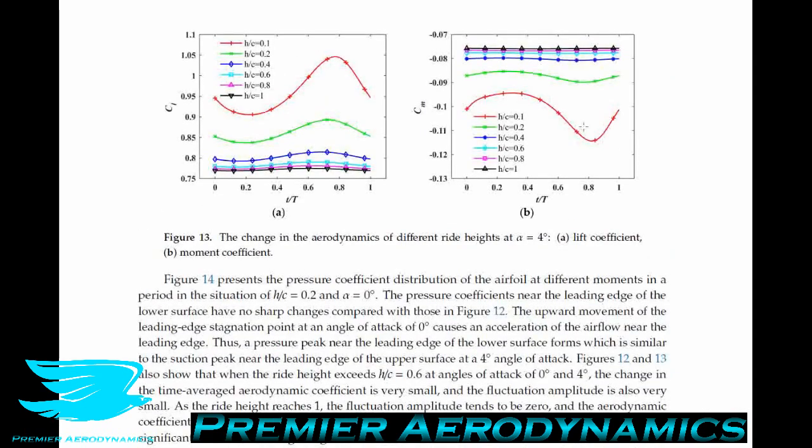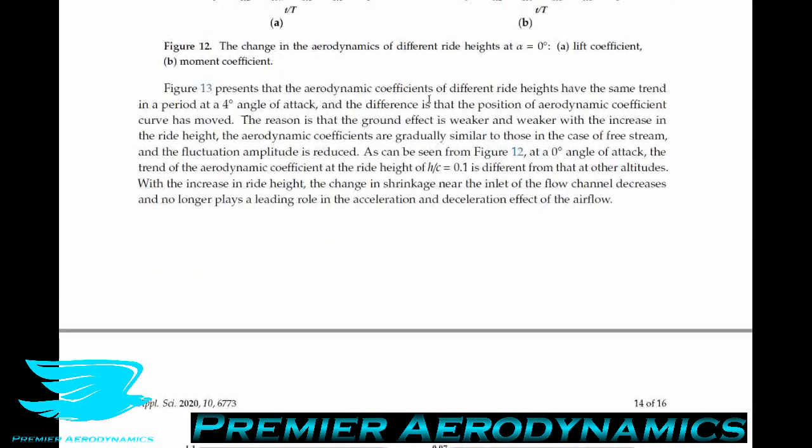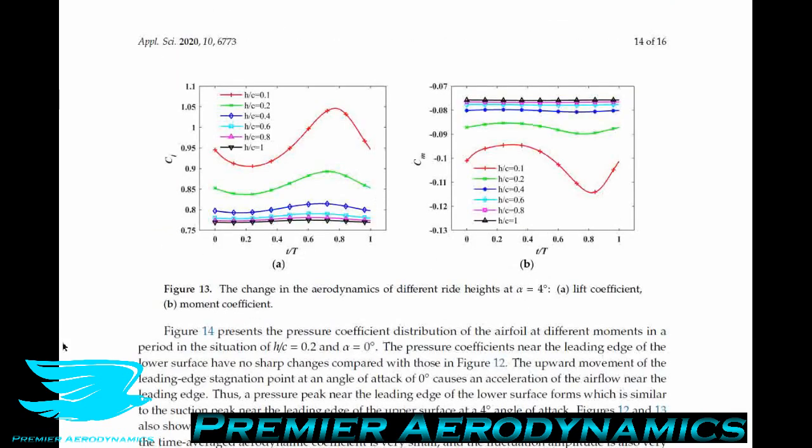And we have it for 0-degree angle of attack, which is figure 12, and 4-degree angle of attack, which is figure 13. And interestingly, they only have the lift and moment coefficients. I don't know why they don't have the drag coefficients. That's beyond me. They maybe should have included that, but I don't know. Maybe they mimic the lift and moment coefficients.